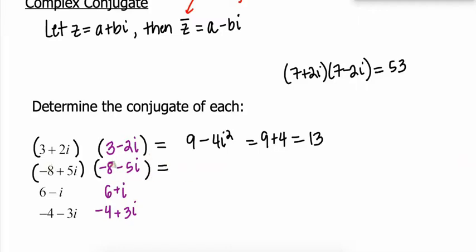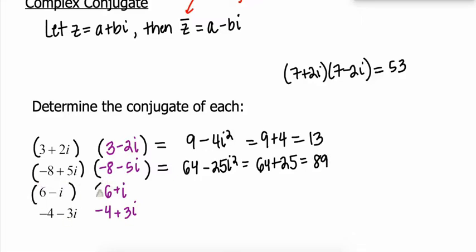Negative 8 plus 5i times negative 8 minus 5i. Negative 8 times negative 8 is 64. Negative 8 times negative 5i is positive 40i. 5i times negative 8 is negative 40i. 5i times negative 5i is negative 25i squared, which becomes 64 plus 25, which equals 89.